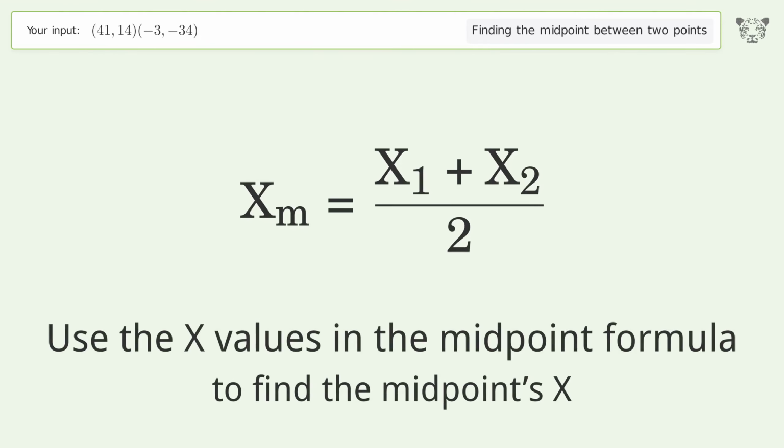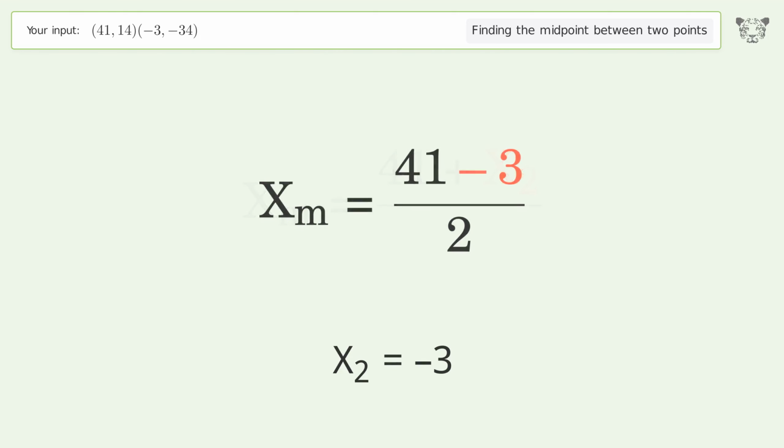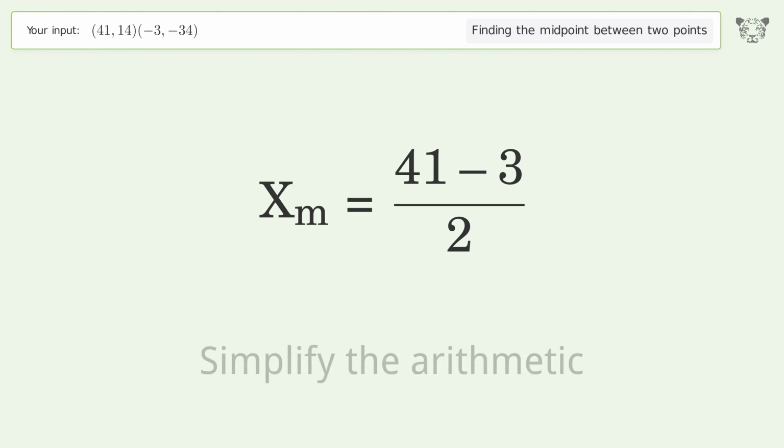Use the x values in the midpoint formula to find the midpoint's x. x1 equals 41. x2 equals -3. Simplify the arithmetic.